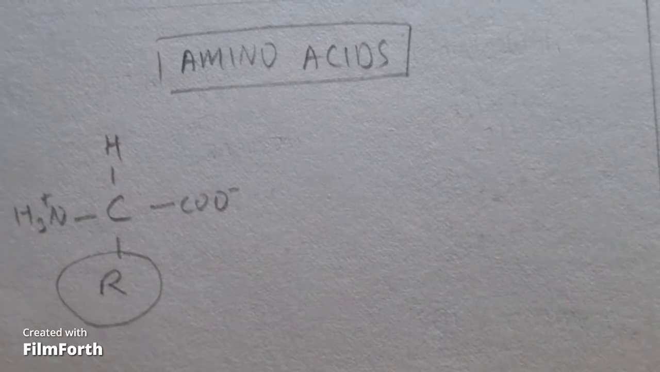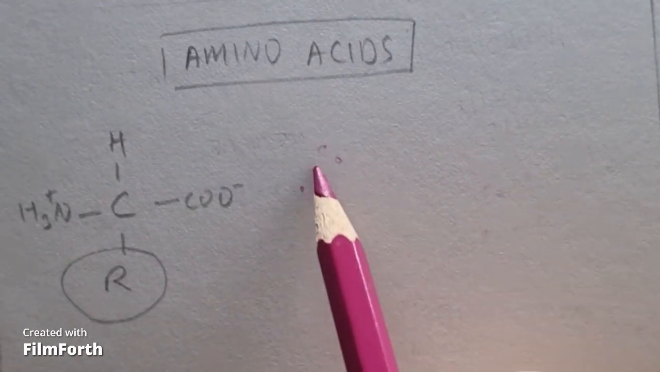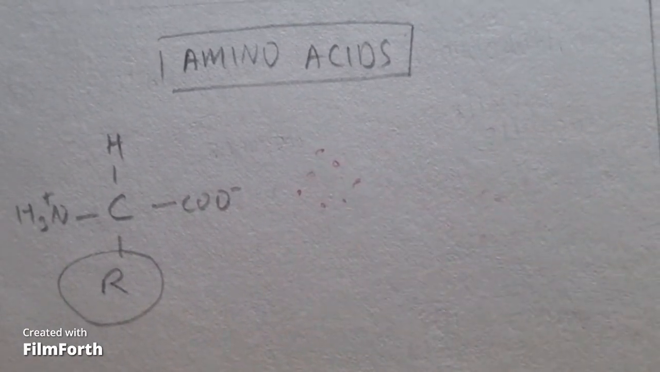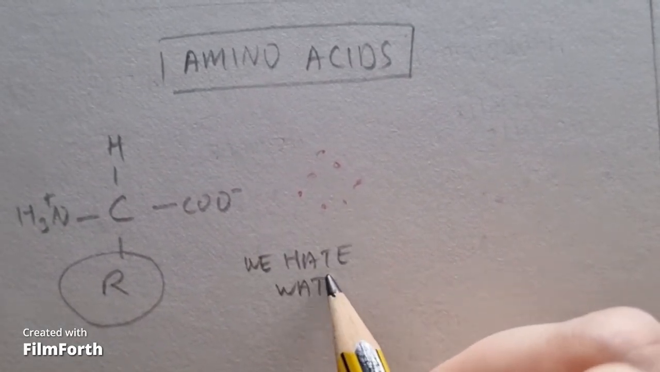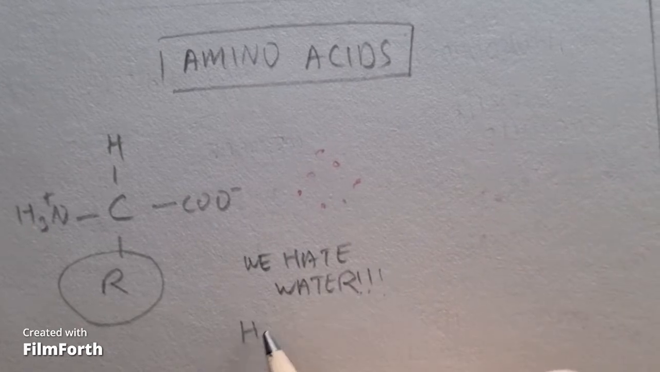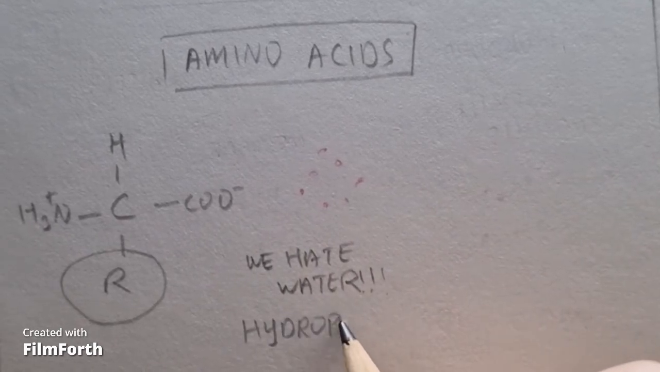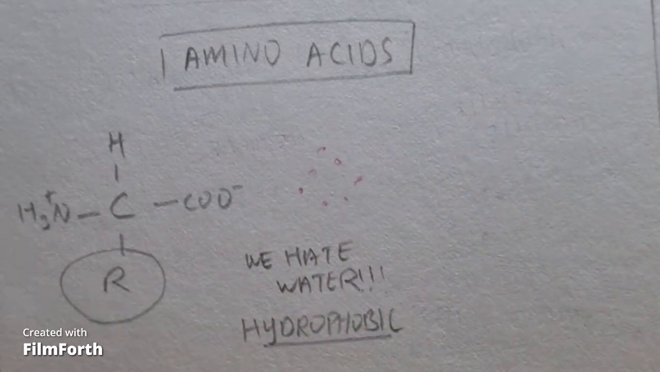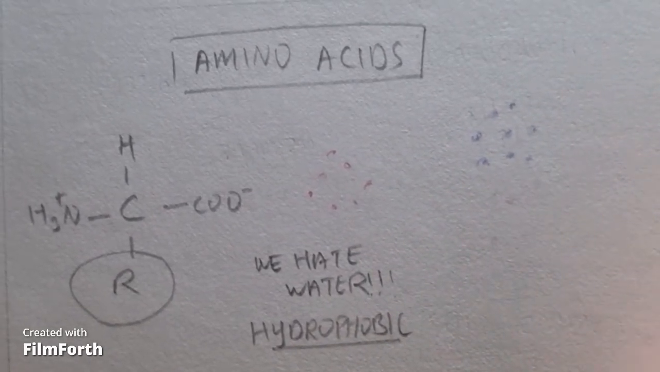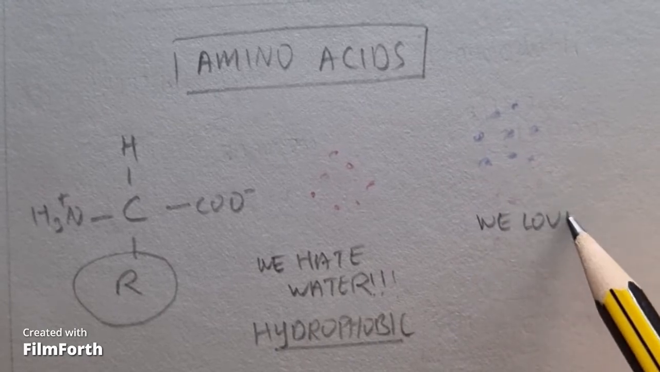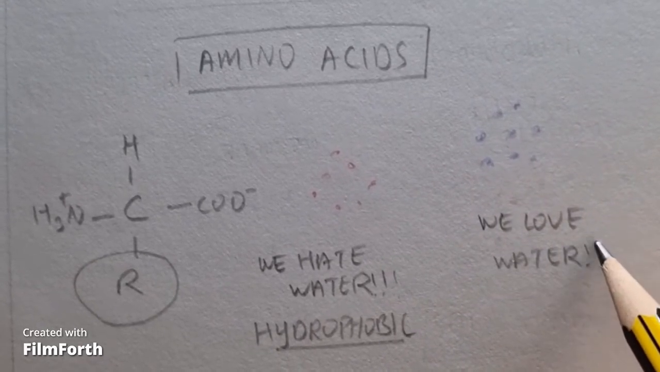This R group determines the nature of the protein, and one way to classify them will be by their affinity to water. These red dots represent amino acids with R groups that cause them to hate water. We call them hydrophobic. And the blue dots represent amino acids with R groups that cause them to love water. We call them hydrophilic.